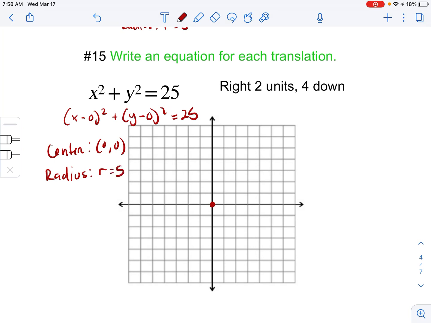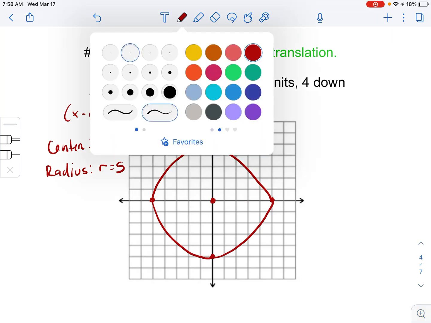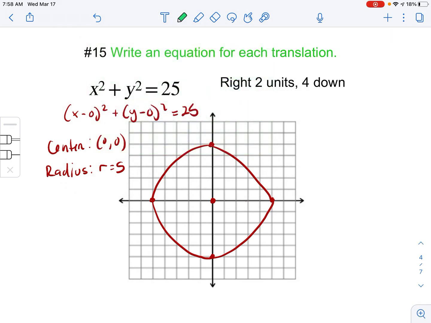So if I wanted to draw a quick sketch of this, I could count out all the boxes that I know are exactly 5 units away. So 1, 2, 3, 4, 5 going to the right, 1, 2, 3, 4, 5 going up, 1, 2, 3, 4, 5 going left, and 1, 2, 3, 4, 5 going down. And knowing that these are going to form a circle, I can make a nice little rounded edge. So there's a sketch of my original circle. Now, I'm being asked to translate this 2 units to the right and 4 units down.